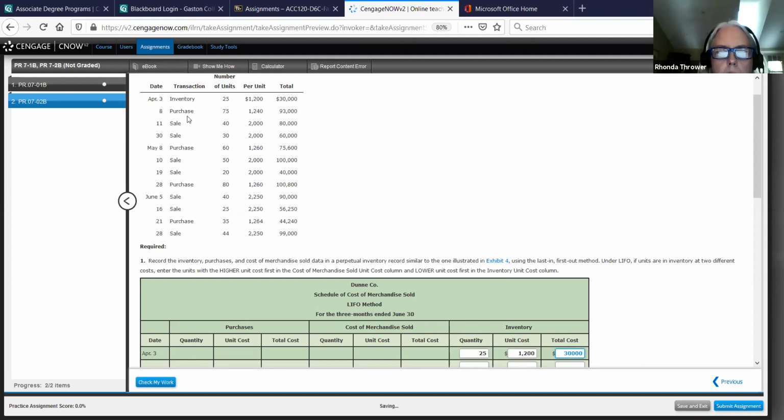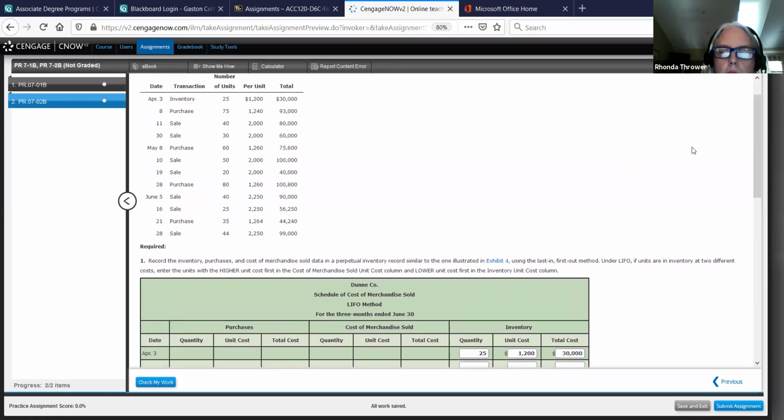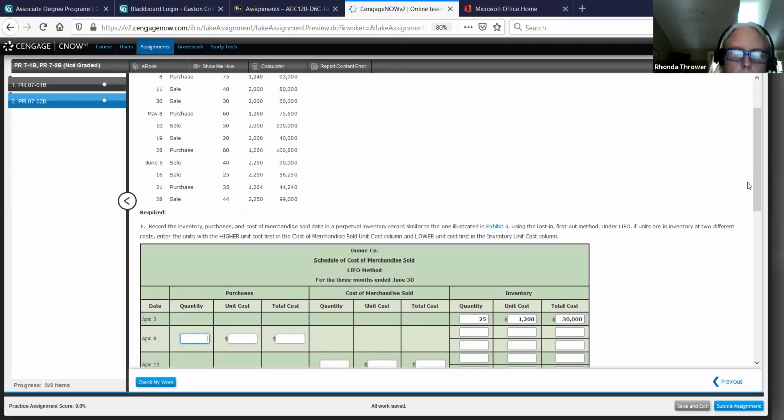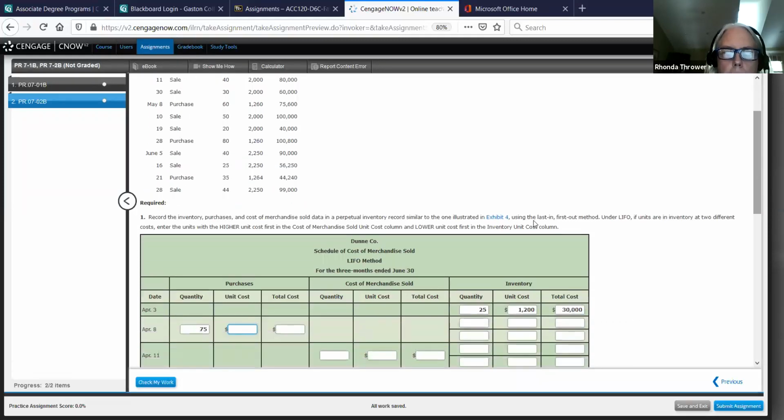Then on April the 8th, we made our first purchase for the month of April. And so we're going to move to our cost card, and we're going to record in the purchases column. And you can see they've got it set up for you in Cengage, where you just move to the next block, which happens to be in the purchases, the quantity. The quantity that you purchased was 75 units. So we'd put in 75 units here. And then you also want to put in the unit cost. Notice the unit cost of those units that you purchased are $1,240 a piece.